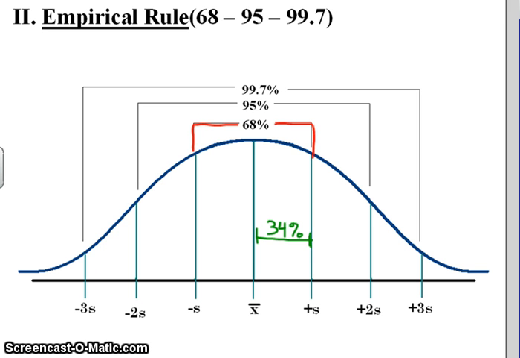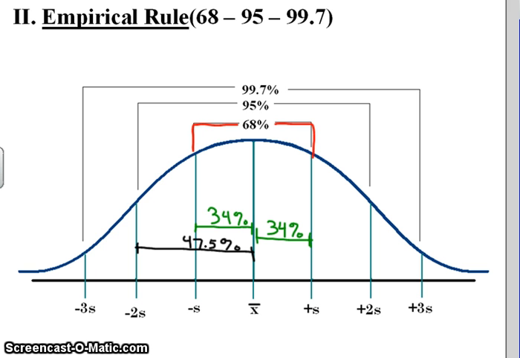Similarly, if I only need the range from my mean to 2 standard deviations below the mean, I can take that 95% and cut it in half and see that that area is 47.5% of my data. If the range from 1 standard deviation above the mean to the mean is 34%, then the range from the mean to 1 standard deviation below the mean is also 34%.